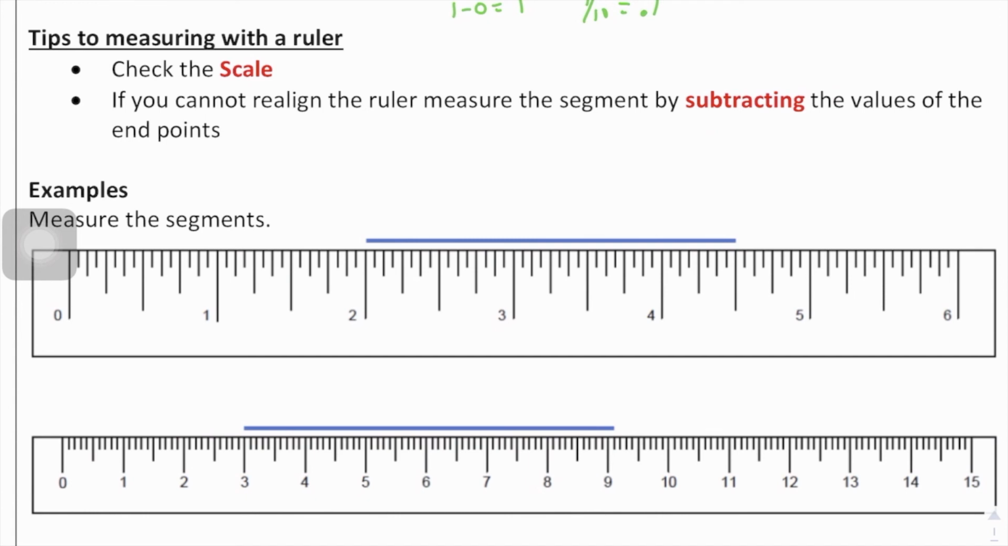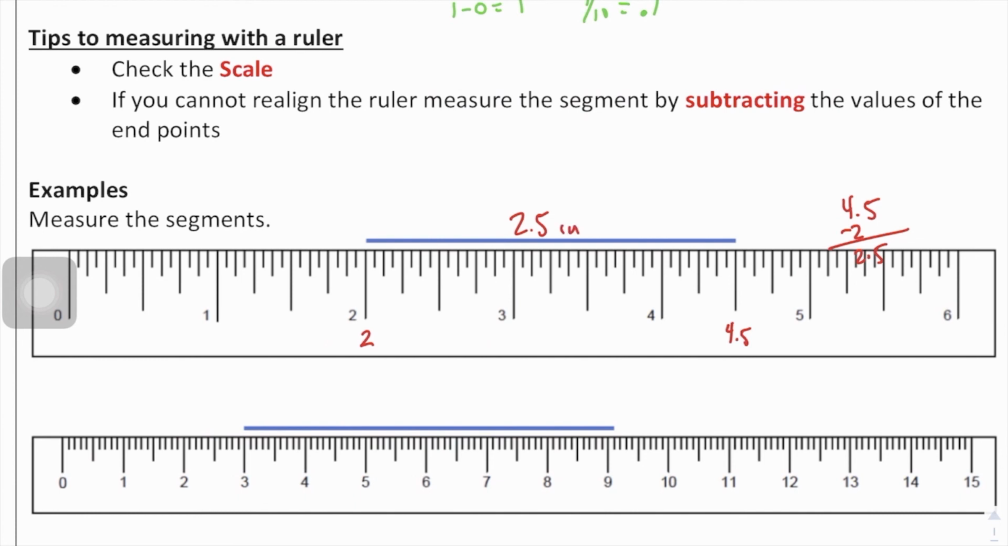So let's take a look at this first one. I cannot realign this ruler at all. So I'm going to start off with the 2 here. It starts at 2, and it looks like it ends at 4.5. So if I subtract these two, 4.5 subtract 2 gets me 2.5. So 2.5 is the measurement here in inches.